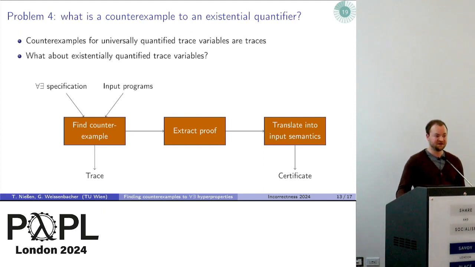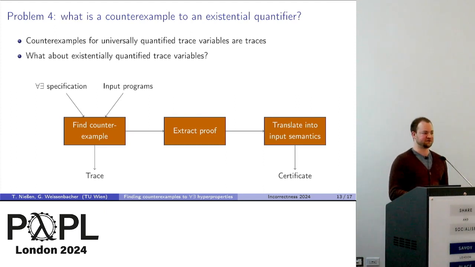Fourth problem, what actually is the counterexample to an existential quantifier? For the universal quantifier, it's easy. We give the user one concrete trace. But for the existential quantifier, we need to produce a certificate that it doesn't hold. And just giving the user the proof that the SMT solver gave us is kind of useless to the user, because the SMT formula that we give to the solver is insanely complex. It has little to do with the original input.